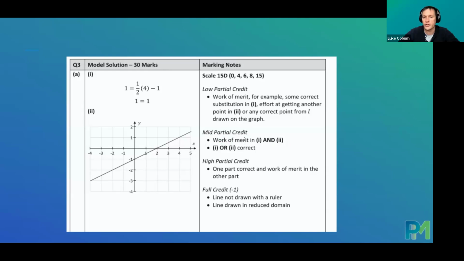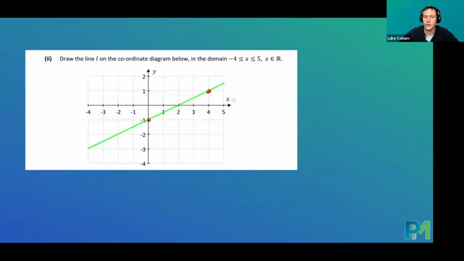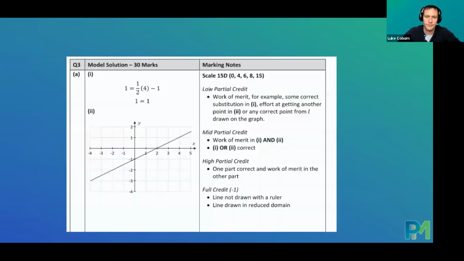Oh, sorry, for the mid-partial credit, that would be 4 marks out for getting either. For getting both, then it would be 6 marks. And then for 8 marks out of 10, it would have to be 1 part correct, so it'd have to get 1 part correct and then something good in the second part, okay? And then the last one is, if you were to draw this line without doing it with a ruler and it was all kind of buckety, you would lose 1 mark out of 15 for doing that.